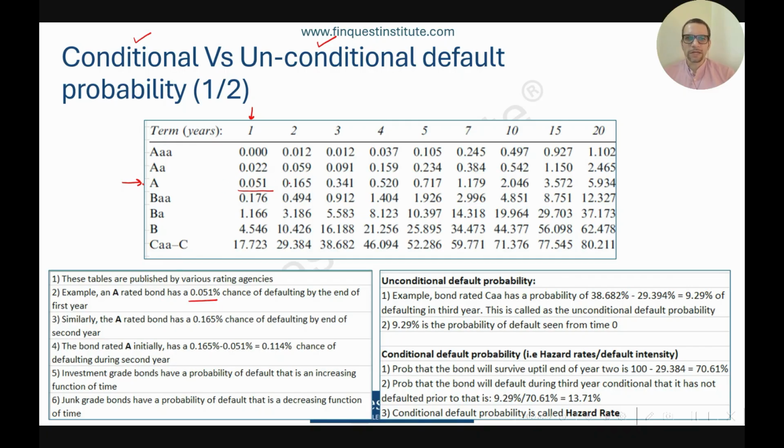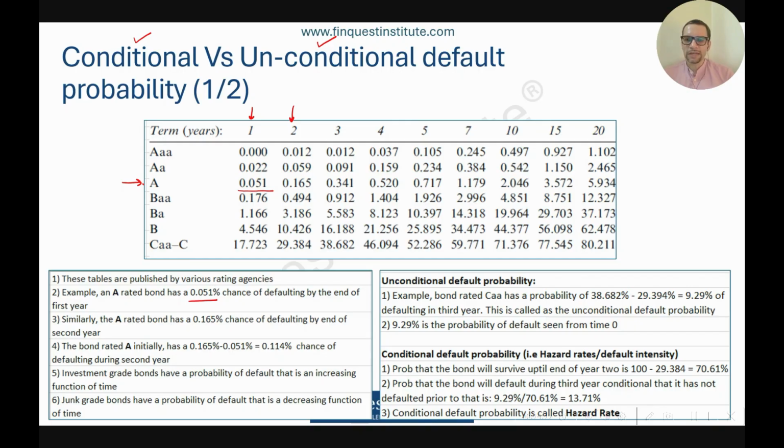Let's say I want to expand this further and look at year 2. Similarly, I stick to the same bond. I see the year 2 number is 0.165%. How do we interpret this? A bond which is currently rated A has a 0.165% probability of defaulting by the end of the second year. Similarly, we can do it for the third year, fourth year, and so on. So then we can go further.